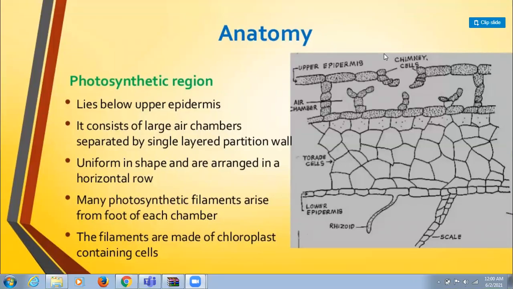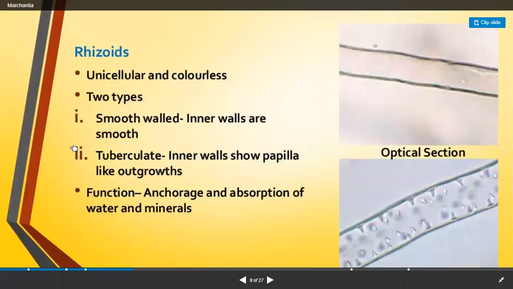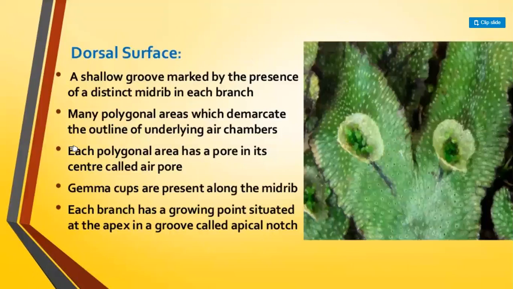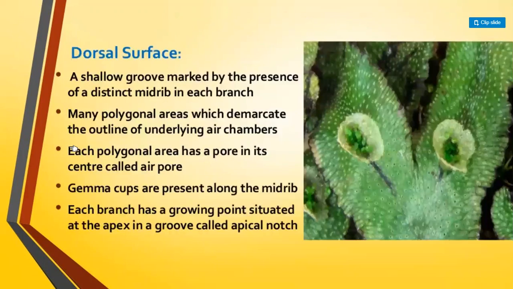Hello students. In the last session we studied the external morphology of Marchantia. In the external morphology of Marchantia, we saw that Marchantia is made up of a thallophytic plant body, which is dorsiventrally flat, growing prostrate on the land surface. The dorsal region is green and photosynthetic in nature.